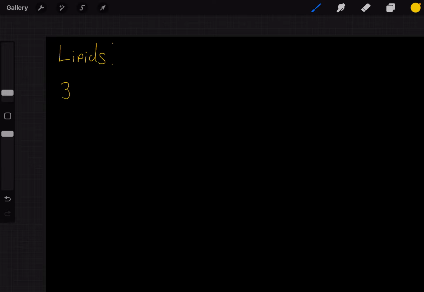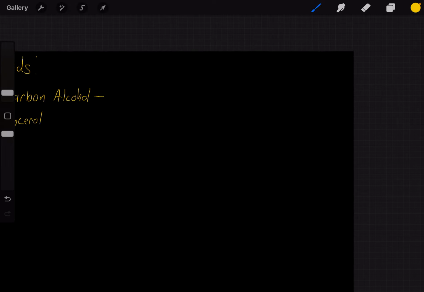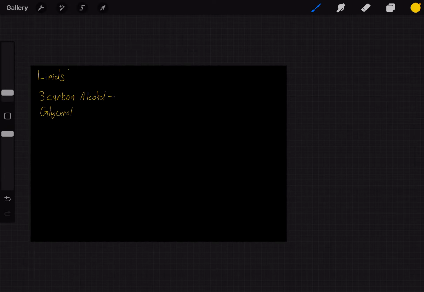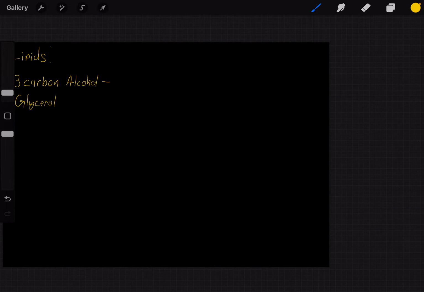One is a three carbon alcohol, and the name of that three carbon alcohol is glycerol. And it also uses a carboxyl group followed by hydrocarbons, so it's going to be made out of a fatty acid. Actually, let me write.